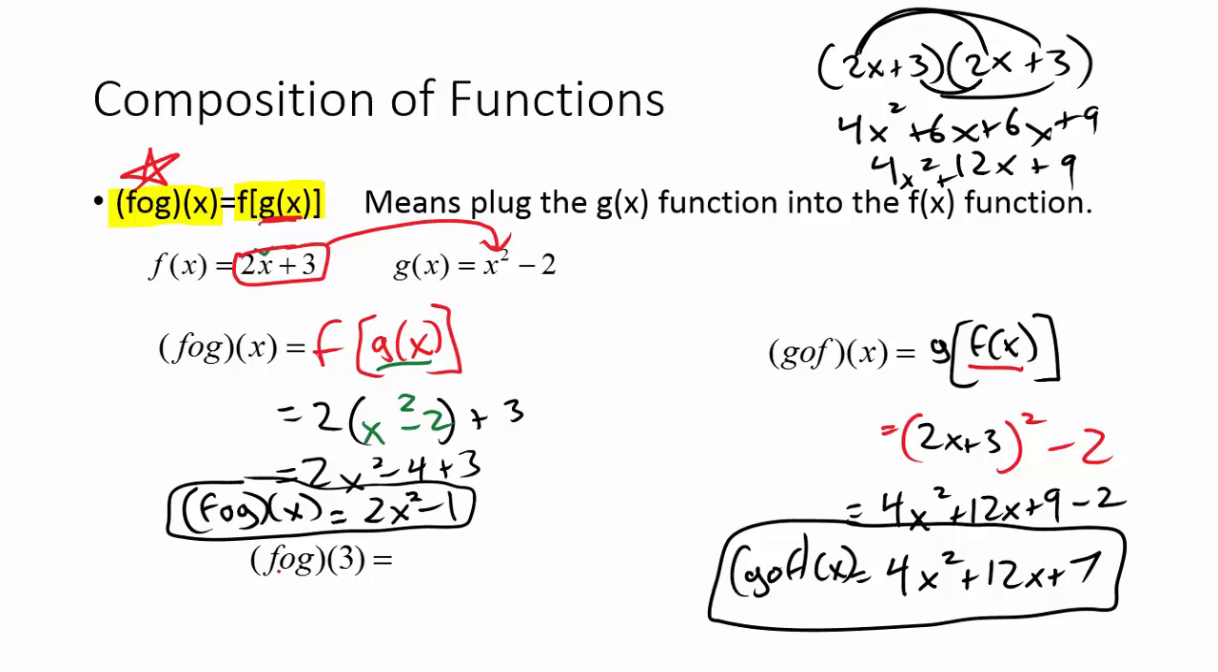If I wanted to do this longhand, this f of g of 3, what I would have to do is first plug the 3 into g of x, and that would give me 3 squared is 9 minus 2, which is 7, so g of 3 is 7. Then I'd have to plug 7 back into here, and that would give me 2 times 7 plus 3, so that'd be 14 plus 3, which is 17. So that would tell me that f of g of 3 is 17.